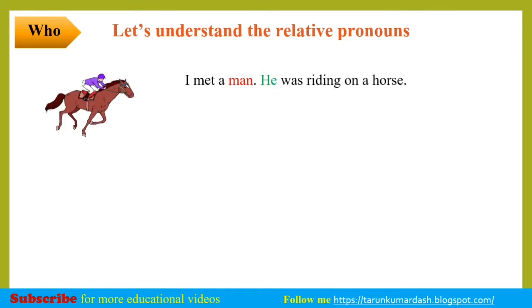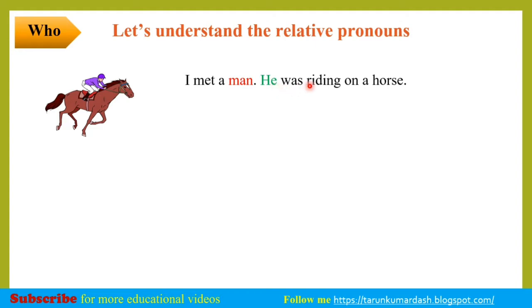Here you can see a man is riding the horse. So two sentences are here. I met a man. He was riding on a horse. So here man is the noun and we are giving information about the man. Who was riding on a horse? We can ask a question. Who was riding on a horse? He. He means the man. I met a man. He was riding on a horse.